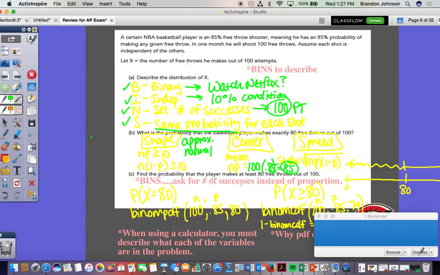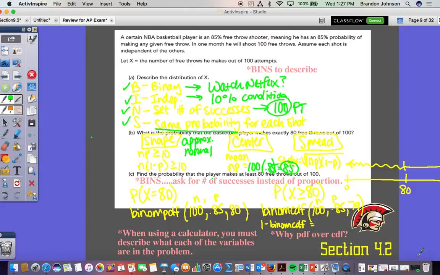The spread would be the square root of n times p times 1 minus p. Would you trust me that this was 3.57? Yes. That would be 3.57 as my spread, and that is what we would use for our binomial there.